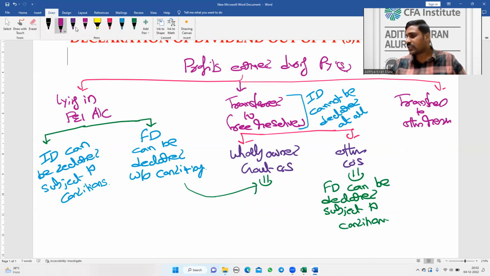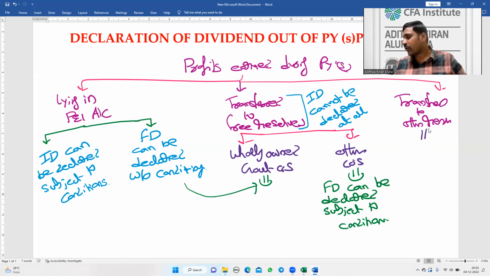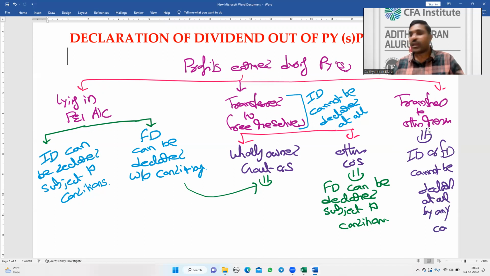Now, transferred to other reserves. If they have been transferred to other reserves, no dividend can be declared, whether interim dividend or final dividend. Interim dividend or final dividend cannot be declared at all by any company. Okay, this is the point.